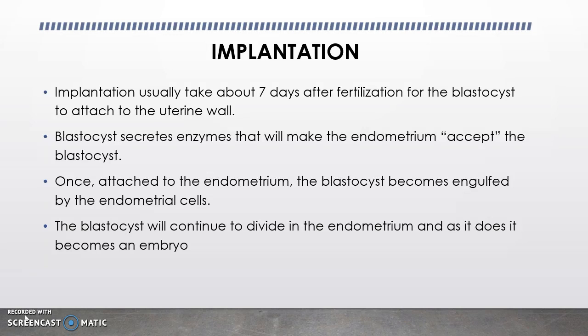Implantation usually takes about 7 days after fertilization for the blastocyst to attach to the uterine wall. The blastocyst secretes important enzymes that will make the endometrium accept the blastocyst. Once attached to the endometrium, the blastocyst becomes engulfed by the endometrial cells. The blastocyst will continue to divide in the endometrium, and as it does this, it will become an embryo.